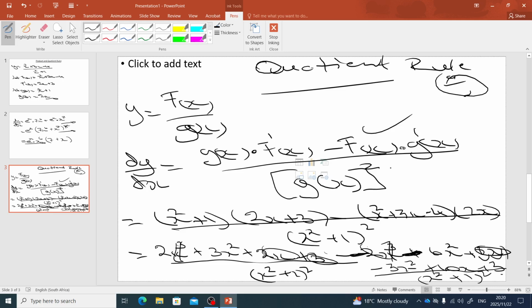You can leave it at that. It is good enough to get you full marks when coming to your quotient rule and the product rule that we did. This is how you tackle your product rule and your quotient rule, good people.